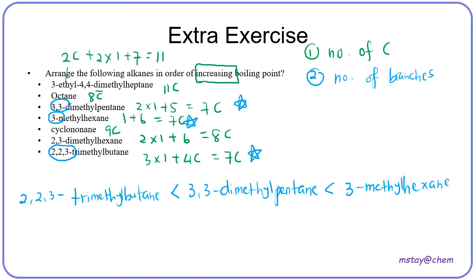So next we look at 8 carbon. For 8 carbon we have 2,3-dimethylhexane and also octane. So again, when we have two compounds with a similar number of carbon, we are going to look at the branches. So after 3-methylhexane will follow 2,3-dimethylhexane and then followed by octane.